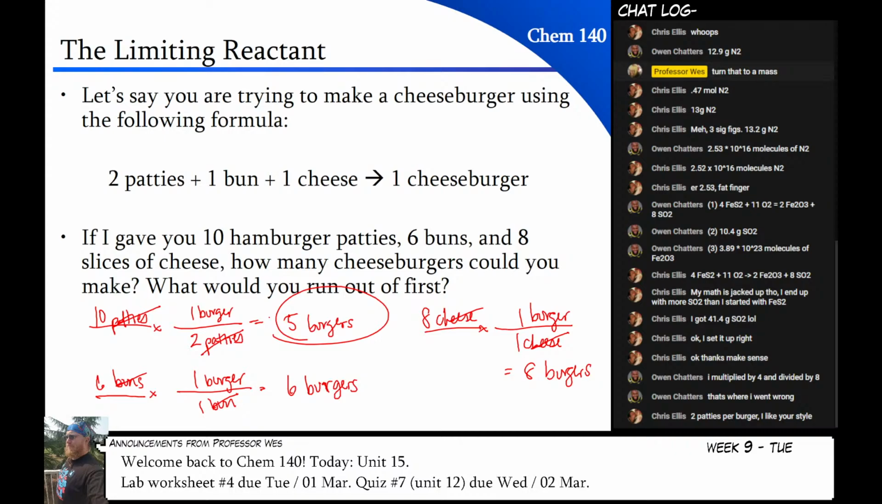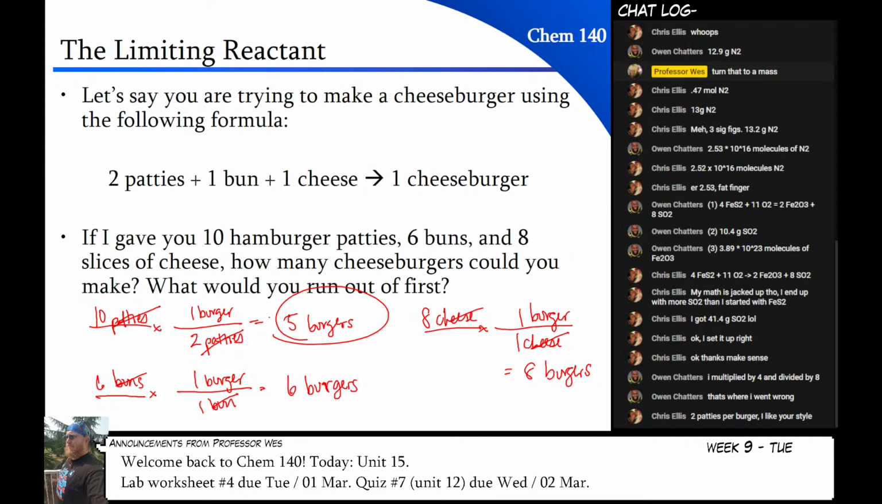So this is the concept of the limiting reactant. The limiting reactant is the substance, of your starting materials, that you run out of first, and it will govern how much product you can produce.